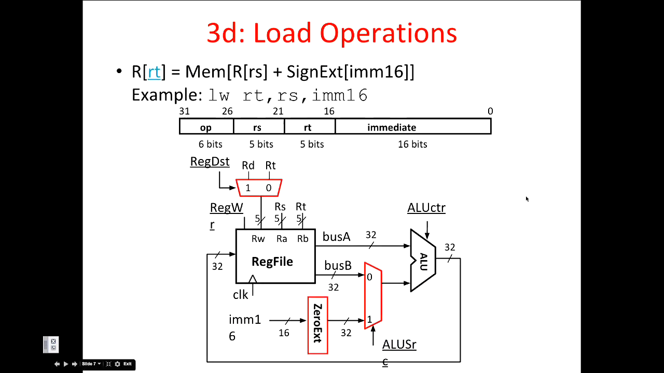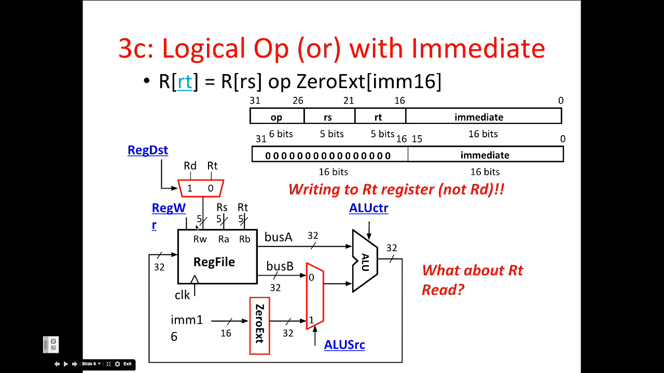So since RT is going into this RB port, we're reading the value specified by RT in this reg file, and it's getting output at this bus B wire. But it doesn't matter, because this mux right here will choose the 0 extended immediate and not this bus B value. So in this case, it doesn't really matter what we're reading from the reg file at RB, because we're going to ignore it completely.